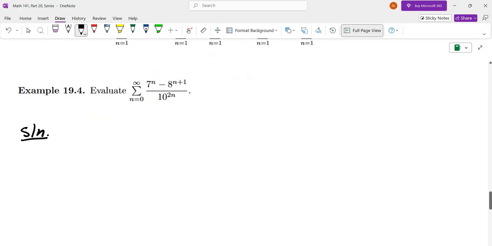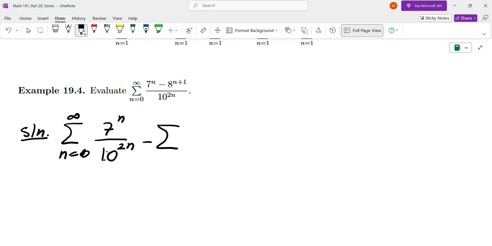So we want to evaluate this sum. Let's take this sum and break it up into two pieces. These two pieces are 7 to the power of n over 10 to the power of 2n, and 8 to the power of n plus 1 over 10 to the power of 2n. These two pieces are both geometric sums, so we can easily evaluate them.